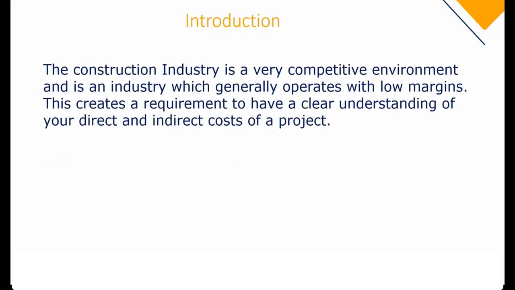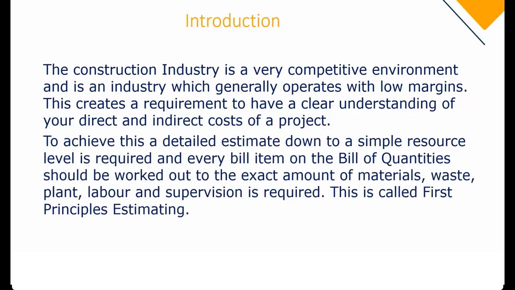So the construction industry is a very competitive environment and is an industry which generally operates with low margins. So this creates a requirement to have a clear understanding of your direct and indirect costs on the project. But to achieve this, a detailed estimate down to simple resource level is required, and every bill item on a bill of quantity should be worked out to an exact amount of materials, waste, plant, labor, and supervision required. So this is called First Principles Estimating.